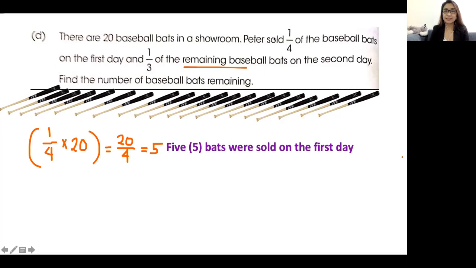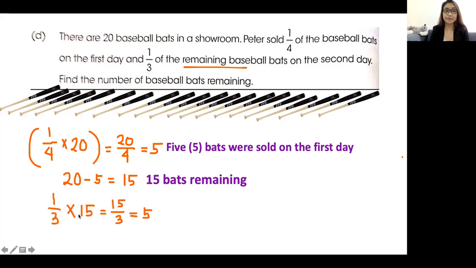Now, let us continue reading. 1/3 of the remaining baseball bats. So what's remaining? Okay, on the second day. So if there are 20 bats minus 5, because 5 were sold on the first day, what's remaining is 15 bats. Okay, so it says they're 1/3 of the remaining. So it should be 1/3 of 15.